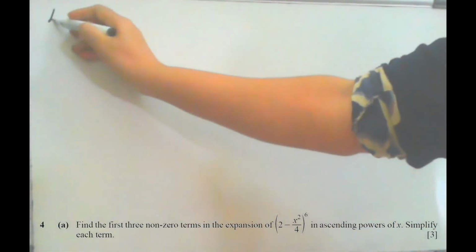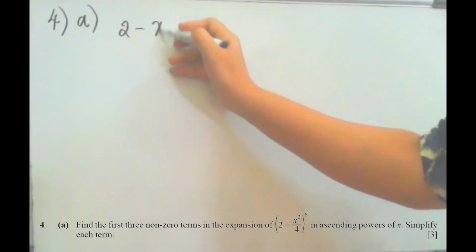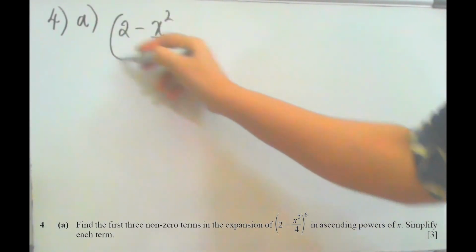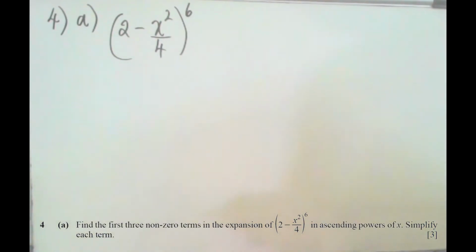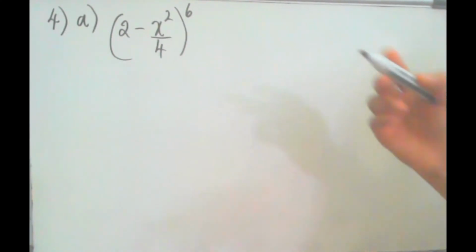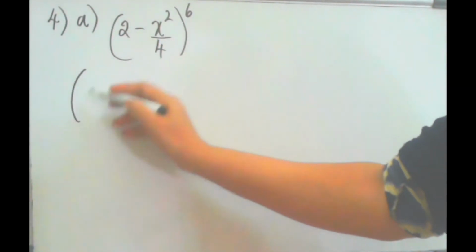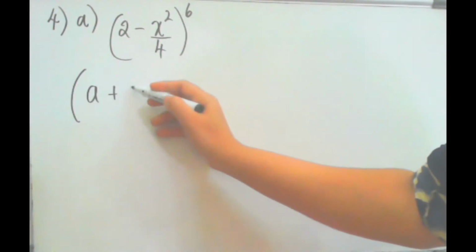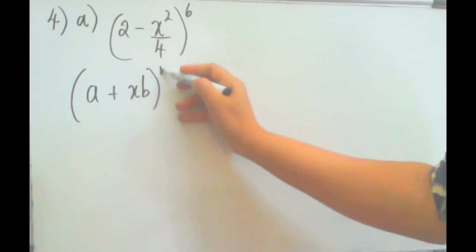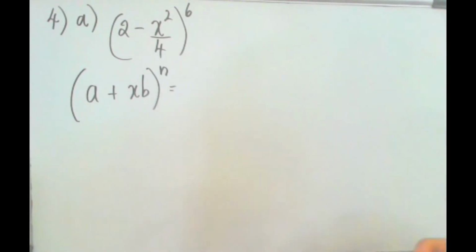Question number 4a. Find the first 3 non-zero terms in the expansion of (2 minus x²/4) to the power of 6 in ascending powers of x. Simplify each term. So we have to have a knowledge of binomial expansion. So how do we do it? If we have (a + b) whole to the power n, how do we expand this?